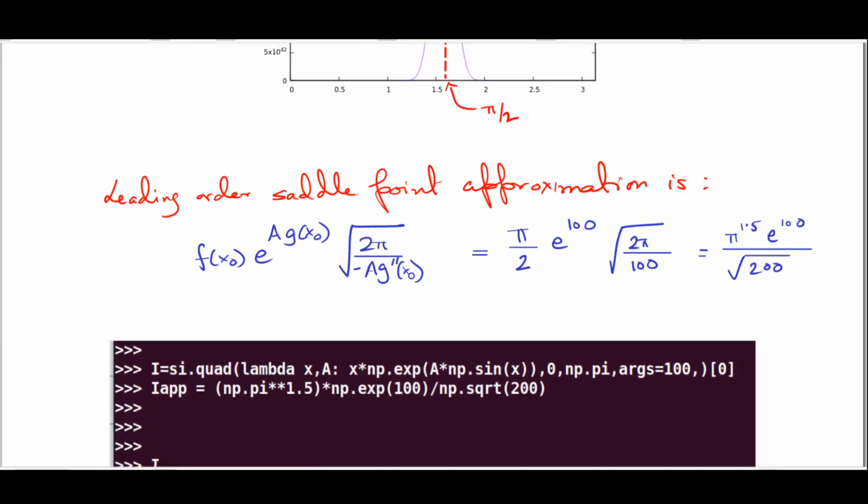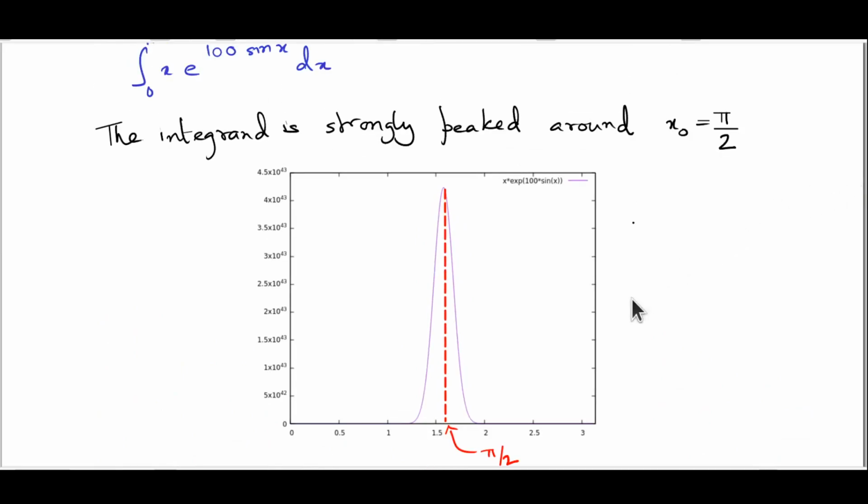Let me point out that the integrand here is very sharply peaked around x0 equal to pi by 2. Of course, a larger value of A would have given you an even sharper, but taller, peak. As you can perhaps see, although these numbers are too tiny, from the scale here, the peak is of the order of 10 to the 43. So you expect the integral really to be huge.